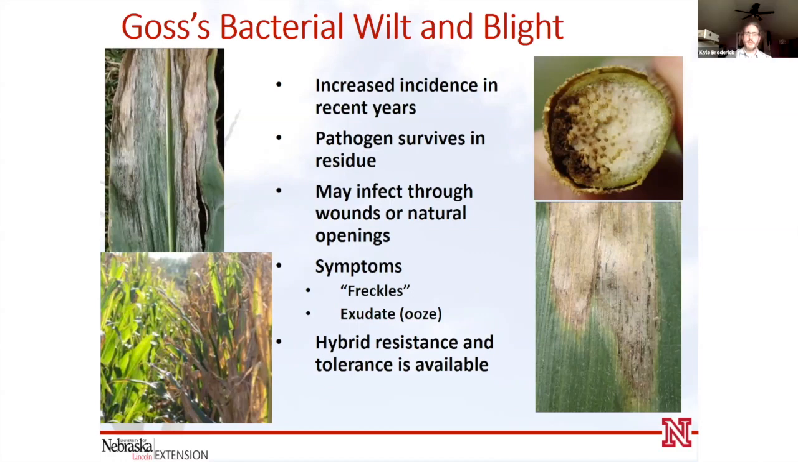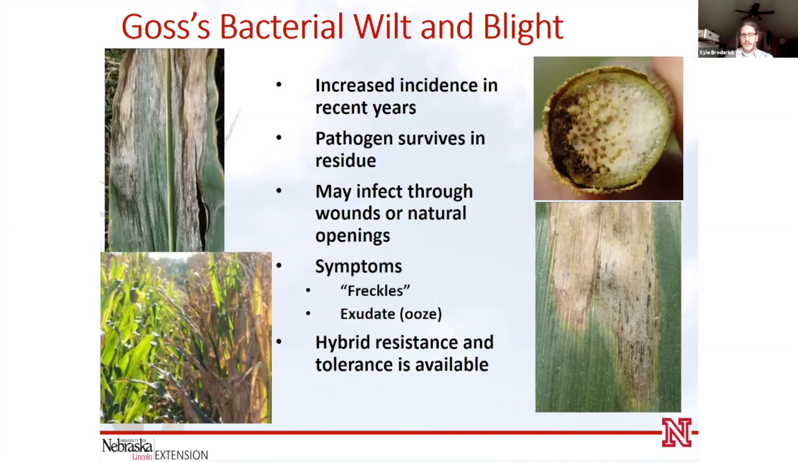Some of the symptoms that we see with Goss's bacterial wilt and blight are these long lesions on the leaf that look shiny or water soaked, as we describe them in the pathology world, and we can really see some good pictures of the water soaking. But then often in these lesions, we're going to see some black flecks or black specks or freckles as well. One of the original names for this was actually Goss's freckle blight and wilt.